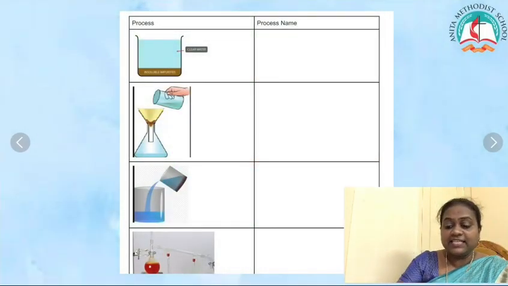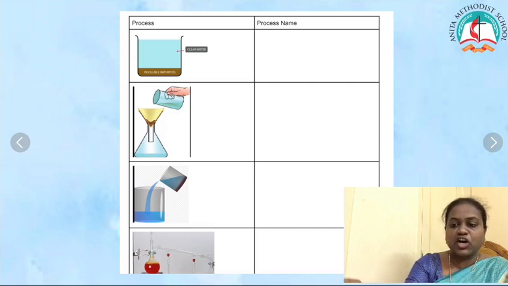The insoluble substance is settled down, so it is called sedimentation. Yes, you're good, Pravati. It is correct. It is called sedimentation.